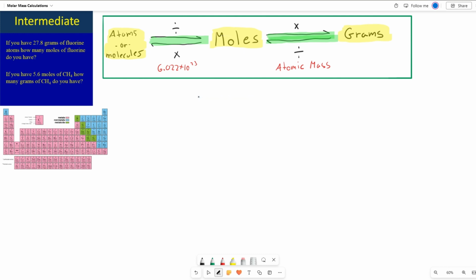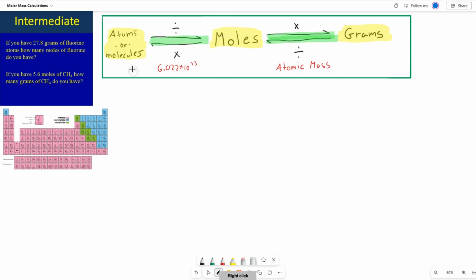Now on the top part of the screen, I have an extremely useful conversion chart up here that I would recommend everybody gets familiar with and learns. It shows you in 3 simple steps how to convert from atoms and molecules to get to moles, and then how to get to grams. So if you have grams and you want to get to moles, you're either going to be multiplying by or dividing by the atomic mass or formula mass if it's a molecule.